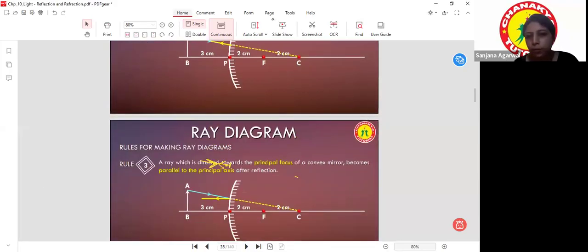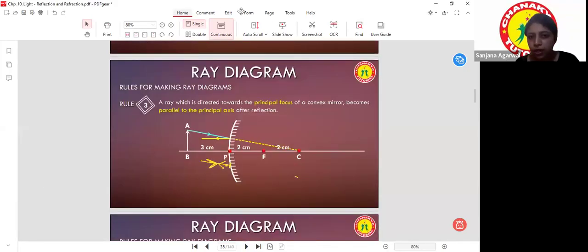The next rule is the opposite of the first rule, which says that if a ray of light is directed towards the principal focus, after reflection, it will become parallel to the principal axis. You can see the incident ray of light is directed towards the focus, but after reflection, it is going back parallel to the principal axis. Okay.